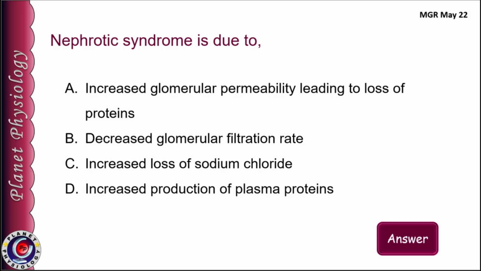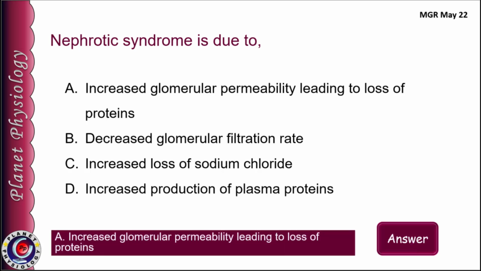In nephrotic syndrome, large quantities of proteins are filtered and lost in urine because of increased glomerular permeability. Hypoproteinemia results into edema and decrease in plasma volume. Due to this hypovolemia, renin angiotensin aldosterone system gets activated, leading to salt retention as an attempt to maintain blood volume. Hence, the correct answer is option A, increased glomerular permeability leading to protein loss.